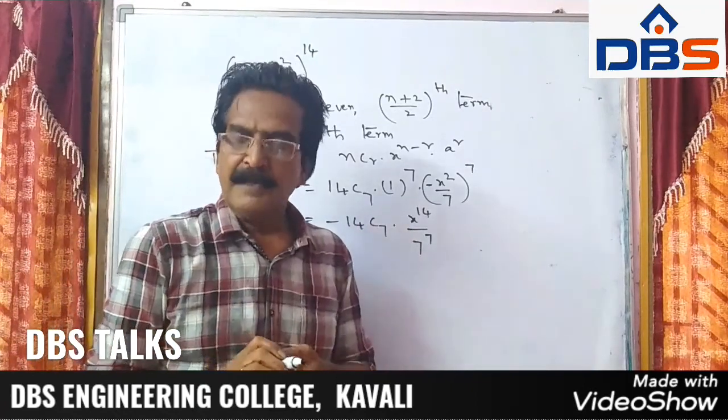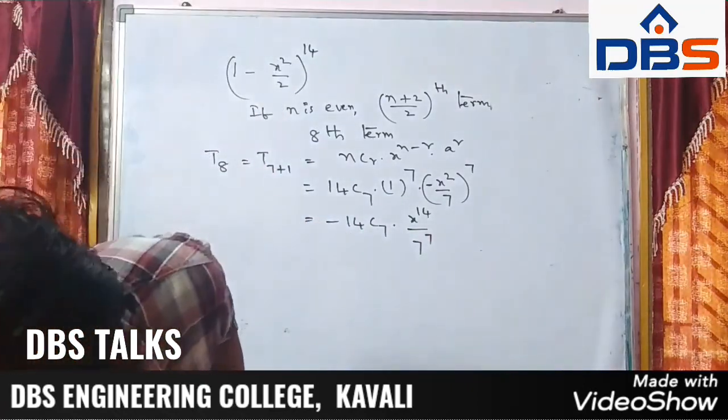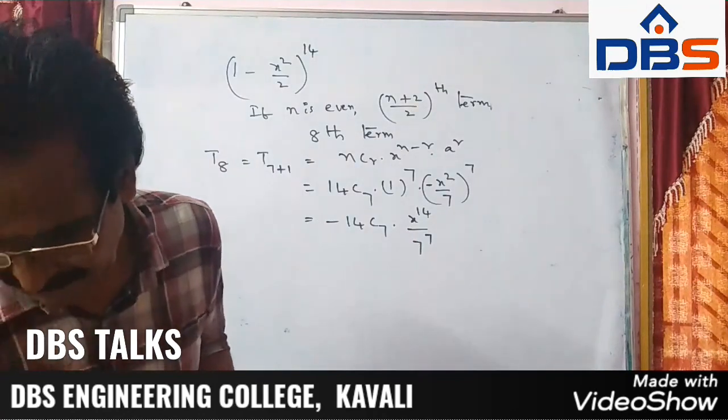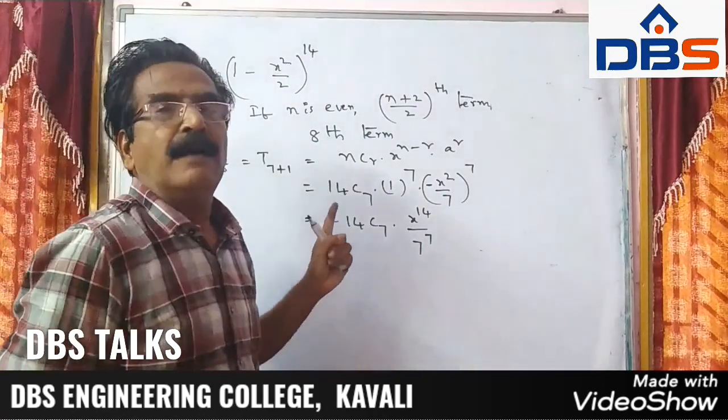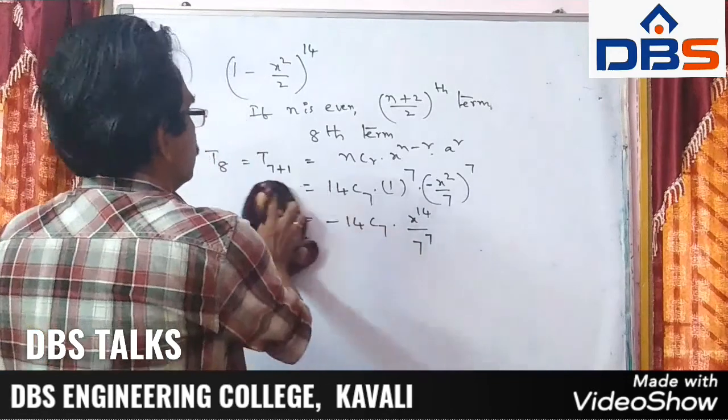So first of all, if n is even, the middle term is the (n plus 2) by 2th term.